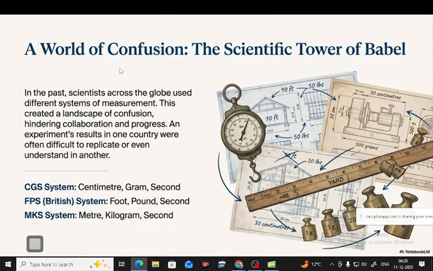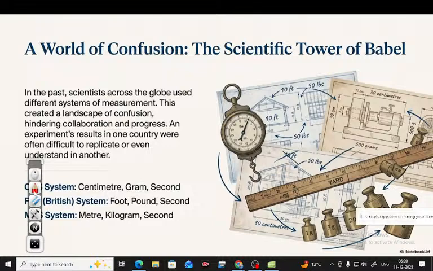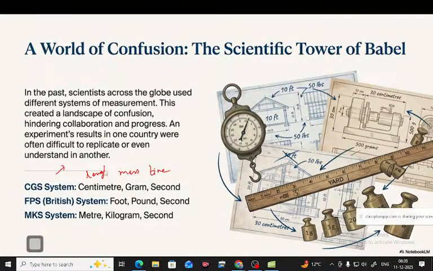This is a world of confusion. So in the CGS system, length is measured in centimeter, mass in gram, and time in second. These are the few things we have to learn in measurement. So we have the CGS system, the FPS system, and the MKS system. These three systems you have to remember.